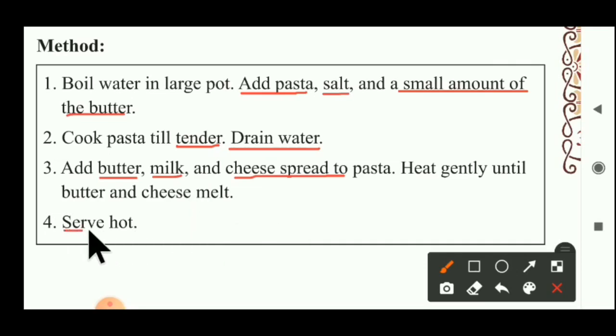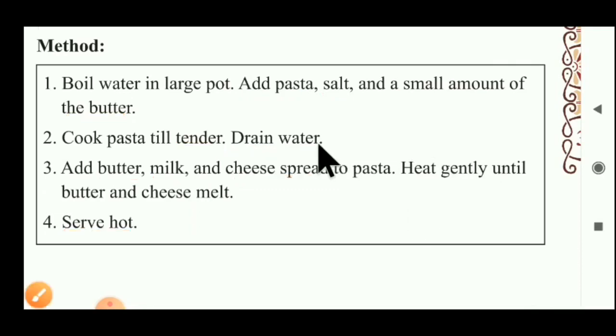Okay, here our pasta making recipe is given. Method: how to cook pasta. Can you understand, student? Here all the things are given. Now what do we have to do?